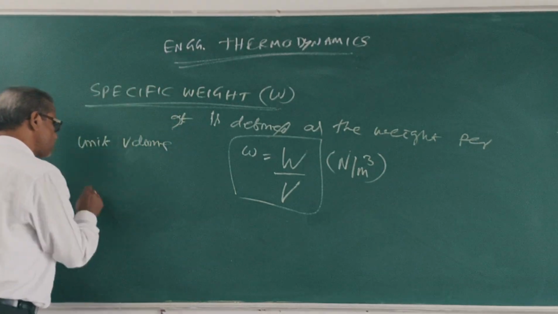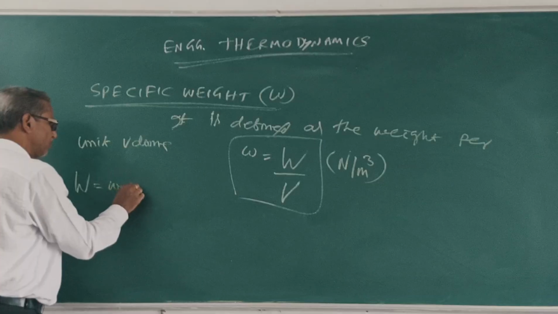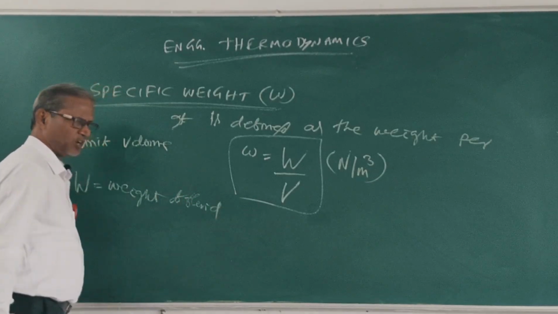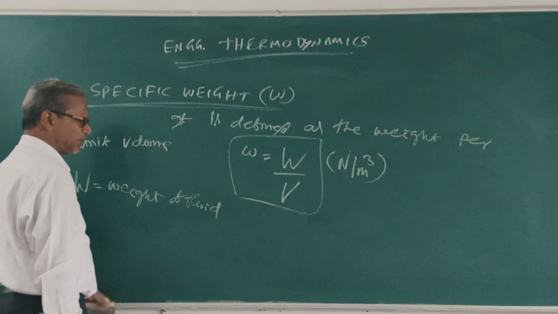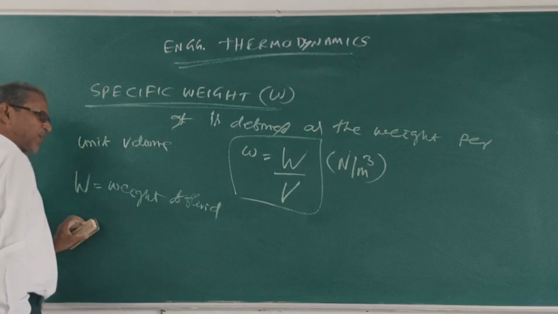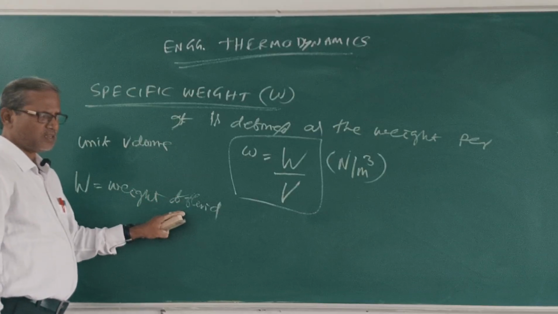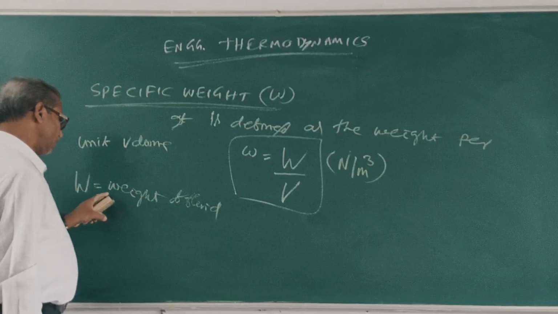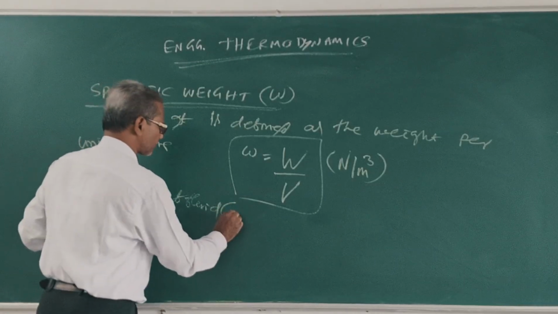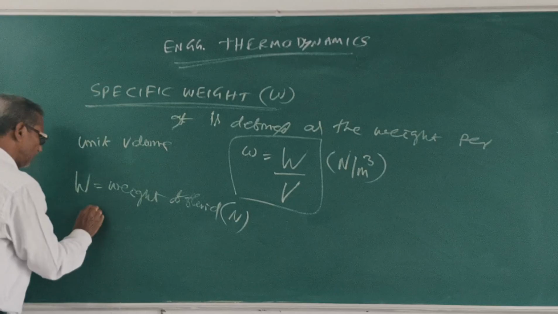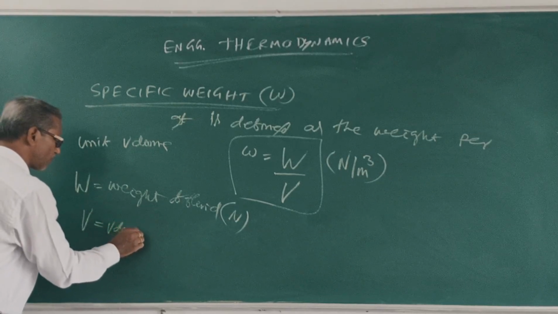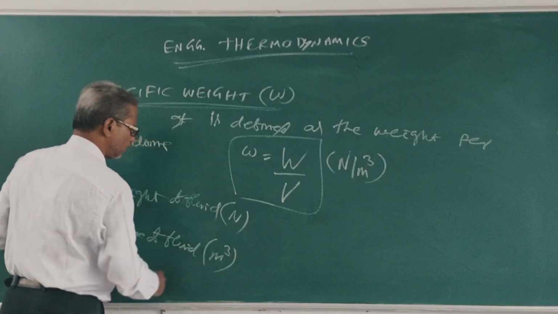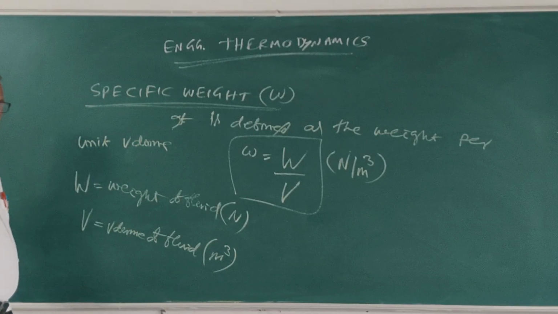Where W is equal to the weight of fluid. In thermodynamics, fluid means gas, but in fluid mechanics, fluid means water. Clear? So W is the weight of the fluid in Newton. V is equal to the volume of fluid. What is the unit? Meter cube. Clear?